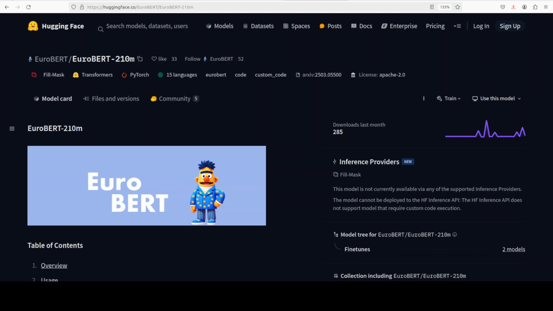EuroBERT incorporates a lot of architectural improvements such as grouped query attention, rotary position embedding, and root mean square normalization or RMS norm. And I have covered all of these topics individually in a very simple way. You can search on the channel. It also supports a context length of up to 8K tokens, which is quite big for an encoder model, I would say.